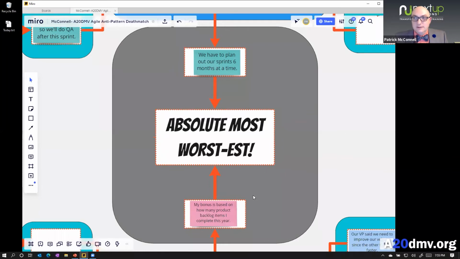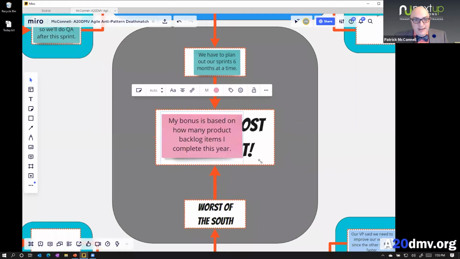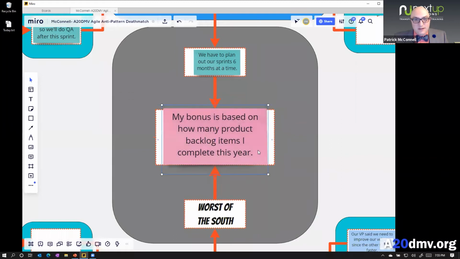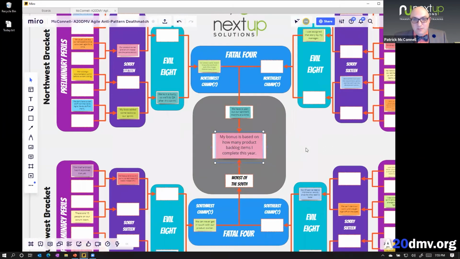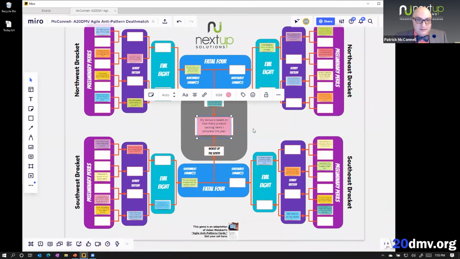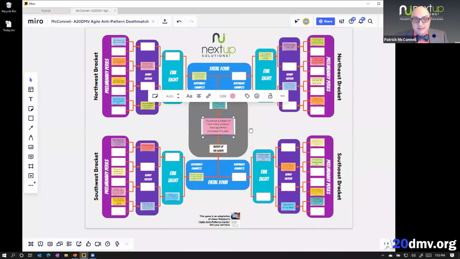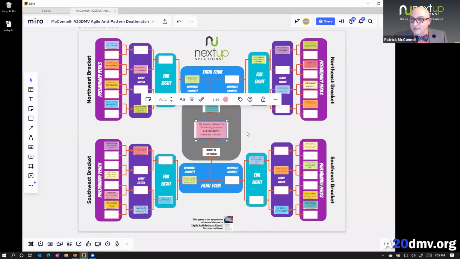Ooh, where are we going to be? I think it might be close. I think the bottom one is sweeping. Folks, we have a winner. The absolute worst of these anti-patterns is my bonus is based on how many product backlog items I complete this year. Well done. They were a distant favorite. We didn't know if we'd pull it out. It's an amazing show. Well done.